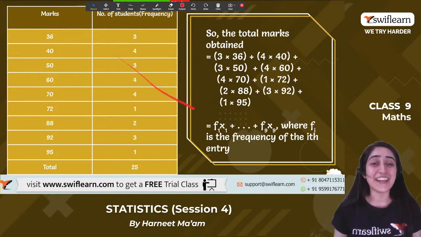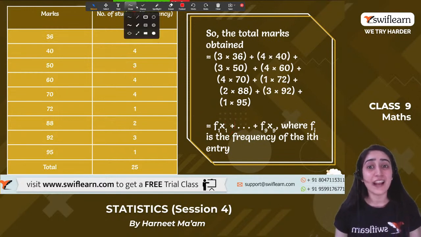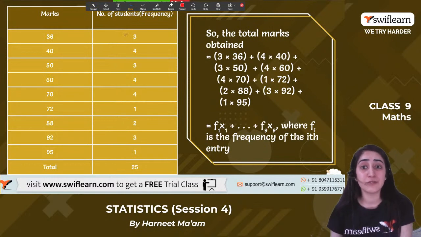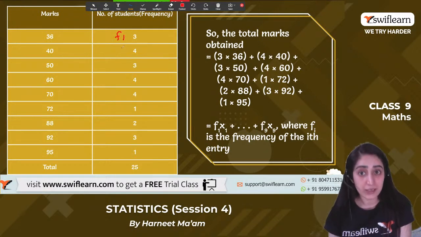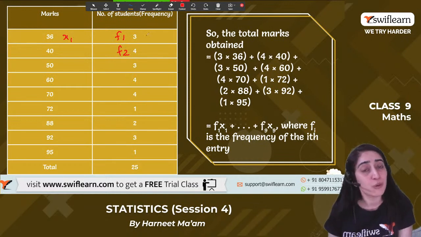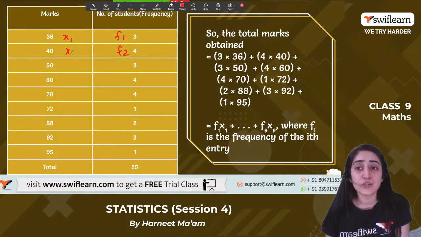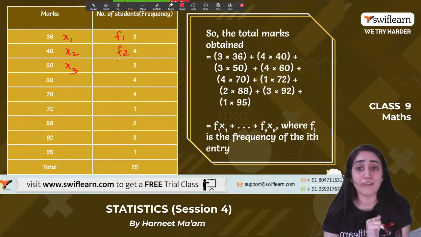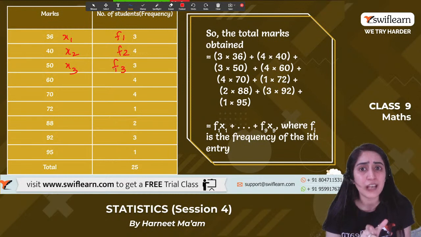Okay, so in this case, what have we realized? If you think and observe very carefully, this frequency is f1, right? This frequency is f2. जब ये x1 है तो इसकी frequency f1 है, right? जब ये x2 है तो उसकी frequency f2 है. अगर ये x3 है तो इसकी frequency f3 है. तो अभी हम क्या कर रहे थे?